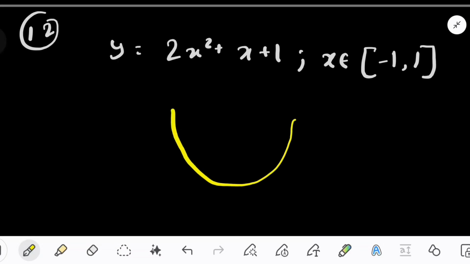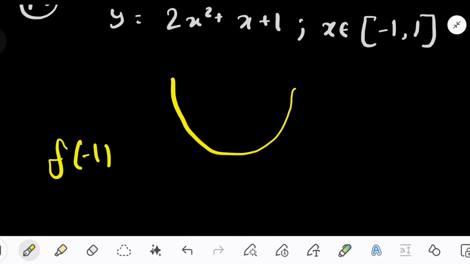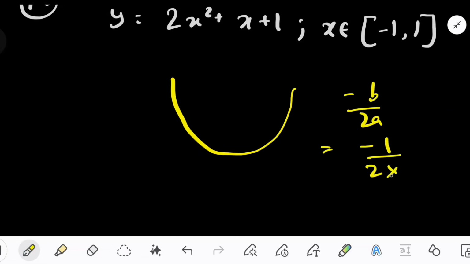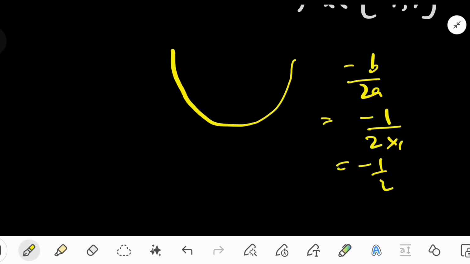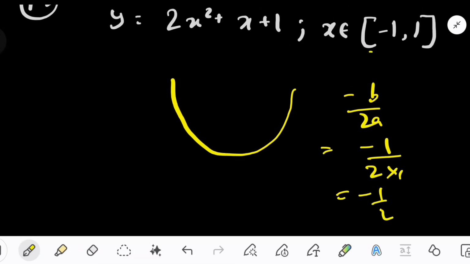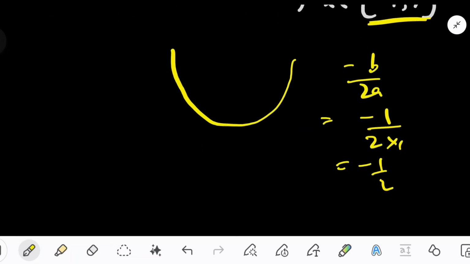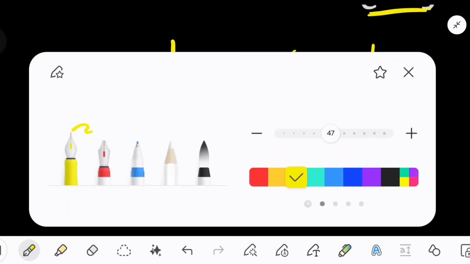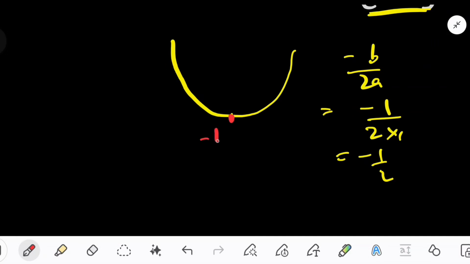So again, its graph looks like this, and we have to first of all calculate f of -1. No, first of all you have to calculate negative b by 2a. So negative b by 2a is equal to -1 by 2 times 1, which is equal to -1 by 2. And -1 by 2 lies in this domain. Hence, let me draw it with some other color. So this is -1 by 2, right? Some value. This is -1 and this is +1, correct?